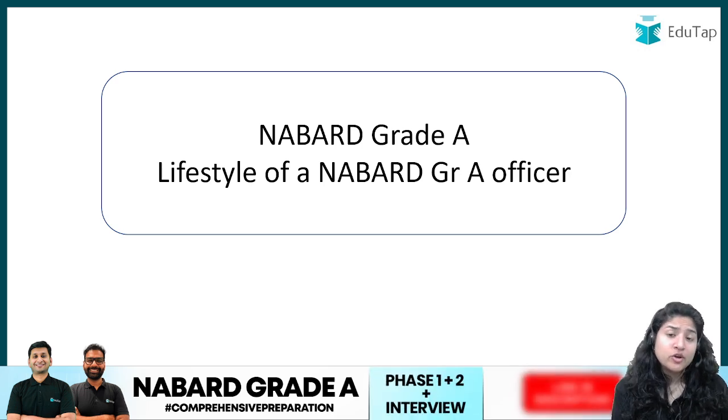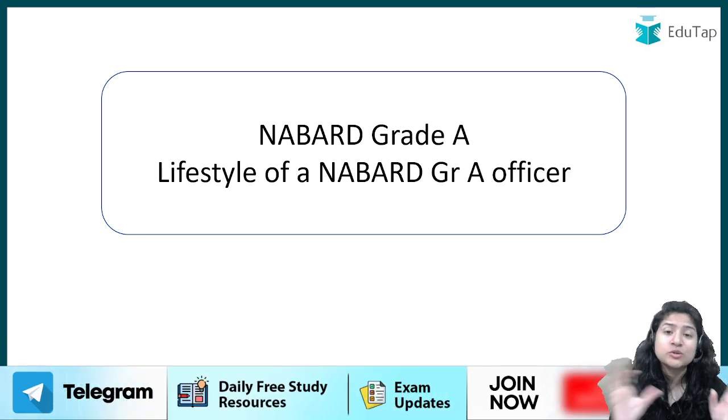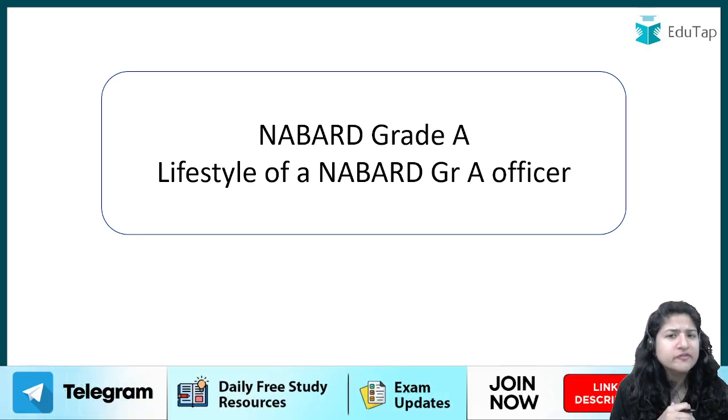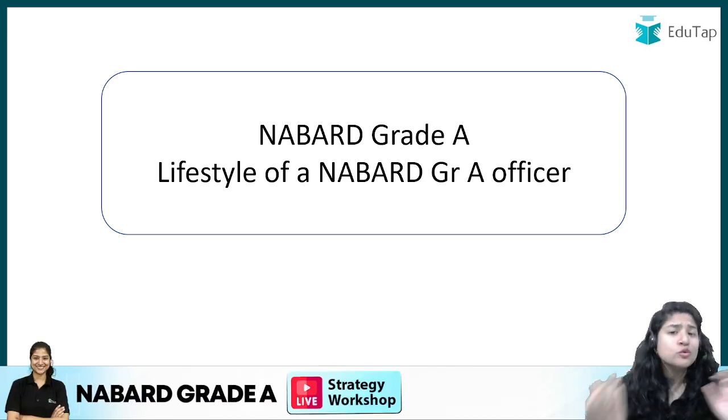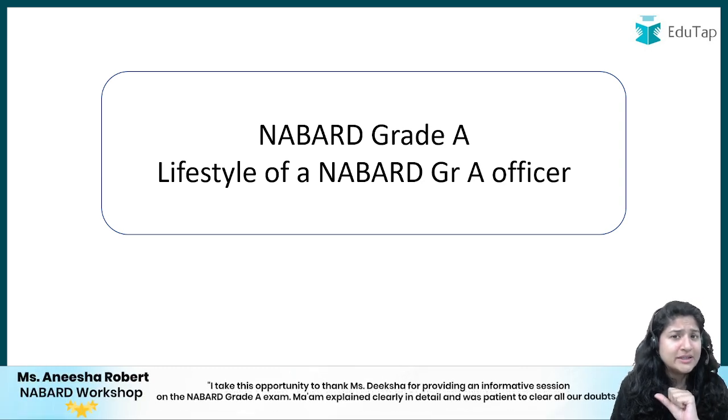What does a NABARD Grade A officer do? Do they directly interact with the farmers and sanction them loans so that they can buy inputs and then work on their field? But NABARD also stands for rural development. So do the people living in rural India go to the organization and ask for a loan so that they can build a home back in the village?